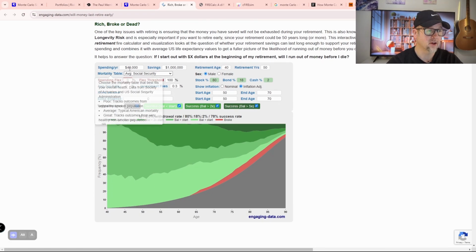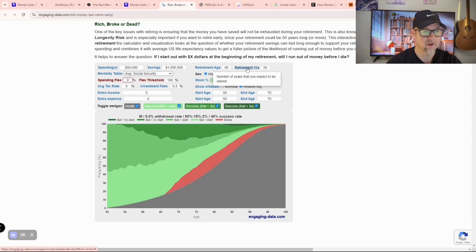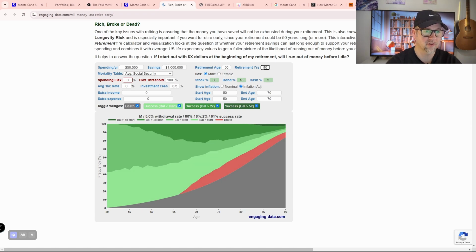So this is a post-retirement FIRE calculator. In this calculator, we're going to say we want $40,000 per year. We're going to change this actually to 50. Okay, and then our savings. Let's say we have $100,000. We're going to retire at 50. Okay, and then retirement years. So we're going to say 40 years of retirement.